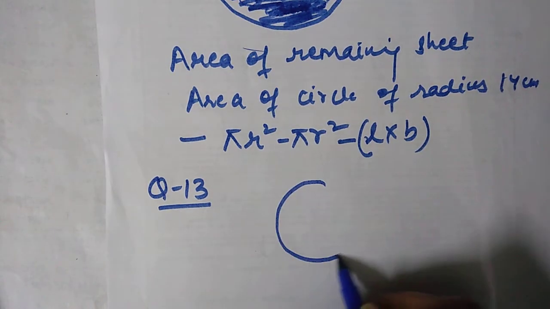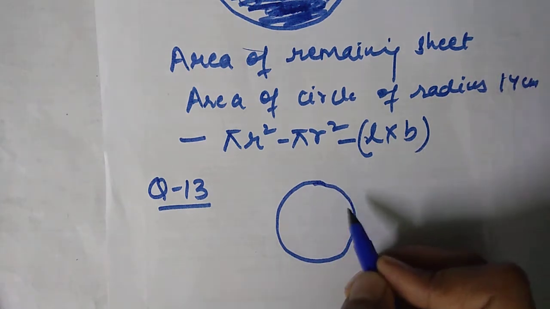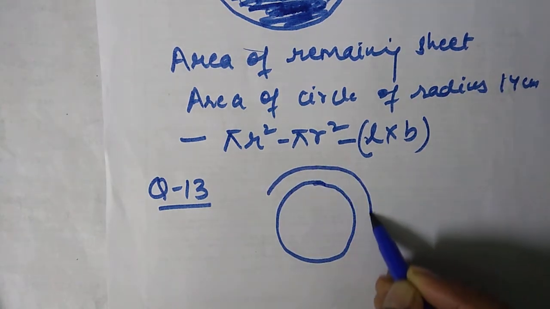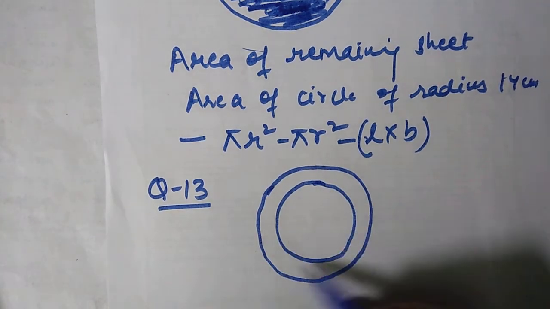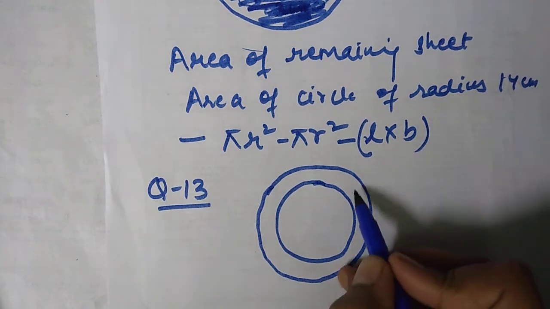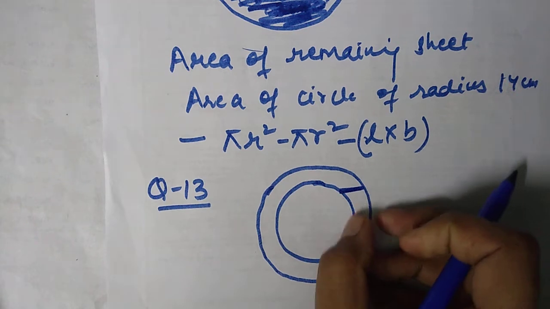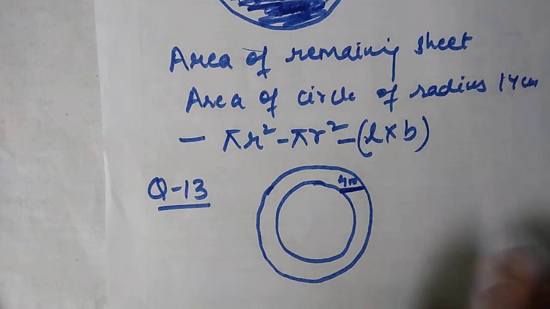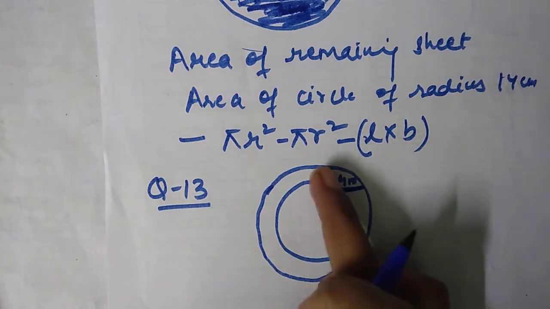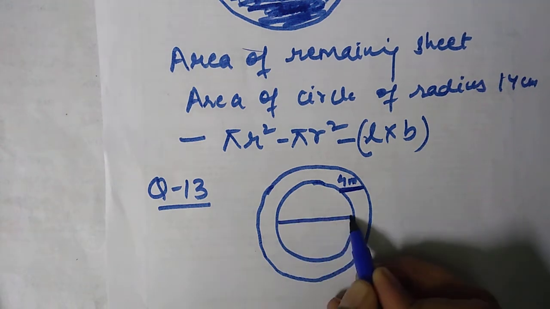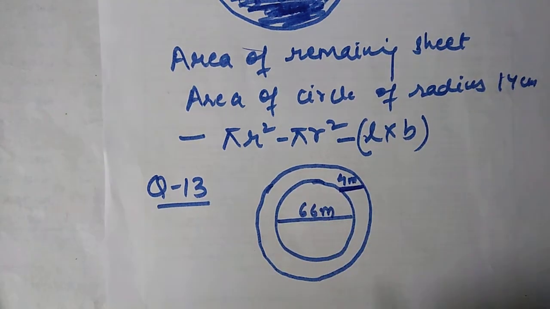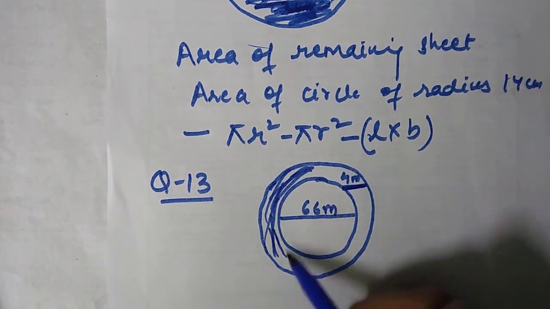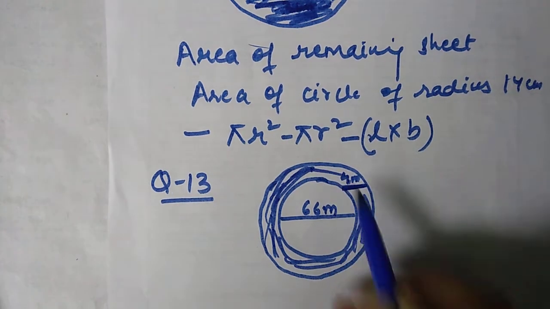There is a circular bed, okay, and it is surrounded by a path 4 meter wide. It means there is a path that surrounds this given circle of width 4 meter. It means this one, this width of the path is 4 meter. And it is also given the diameter of the flower bed. This is flower bed, okay, and this is path. So this is 66 meter given. You have to find the area of path. It means you need to find this area of a path. Okay, so how you will do?